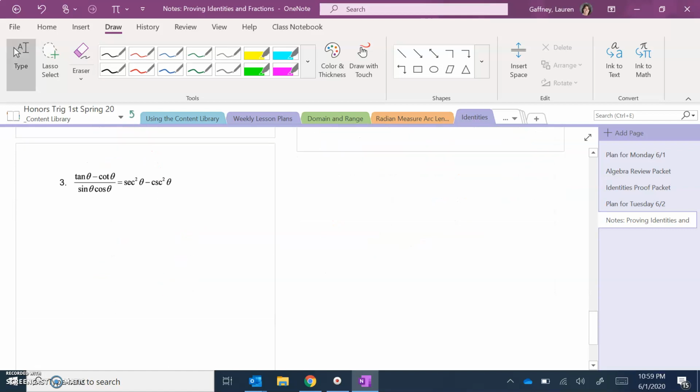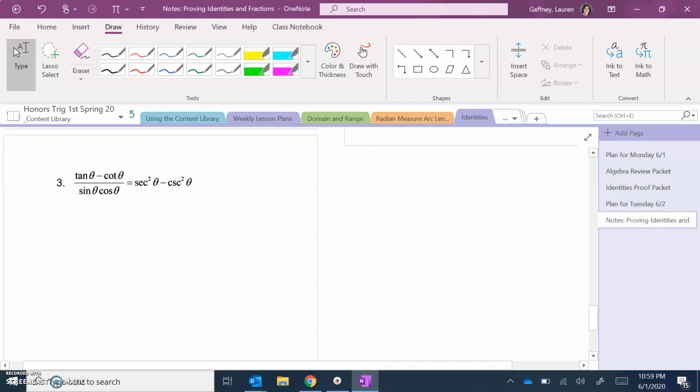So this one, I'm going to treat like I did that previous one where I split up the numerator. Now, I had said before you can't split up a sum in the denominator, but this isn't a sum. This is a product. So I'm going to split it to tan theta over sine theta cosine theta. Make sure they both get that full denominator.